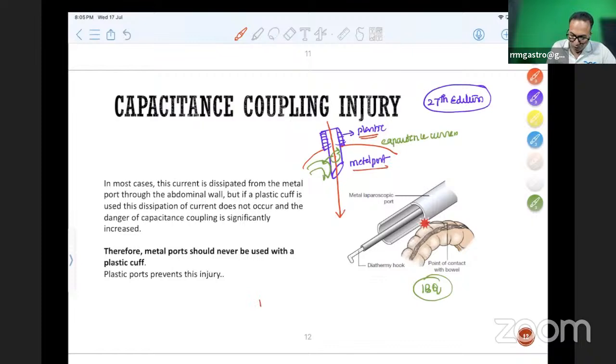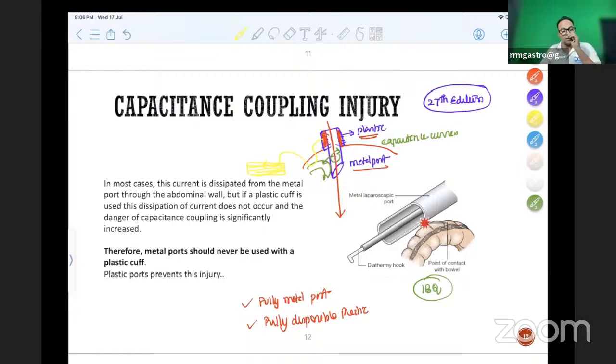You should use either a fully metal port, which is what we are using in India, or a fully plastic disposable port, which is used in Western countries. So, a fully disposable plastic port. When I use a fully metal port, the capacitance current which is generated will go via this to the earth plate.